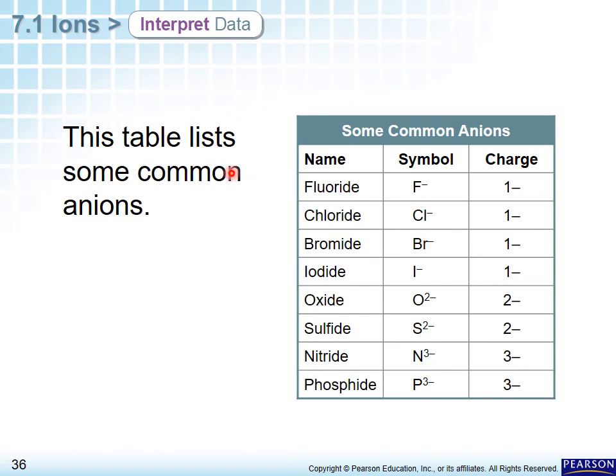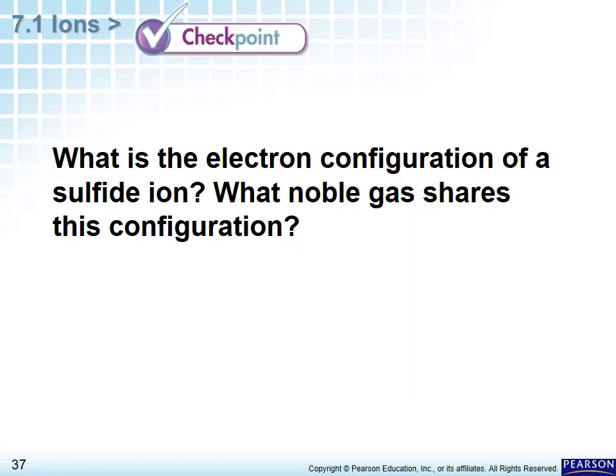Now this table lists some common anions. Fluoride -1, chloride, bromide, iodide all -1, oxide, sulfide -2, nitride and phosphide -3. This means these all gain 1 electron, these gain 2 electrons, and those gain 3 electrons.